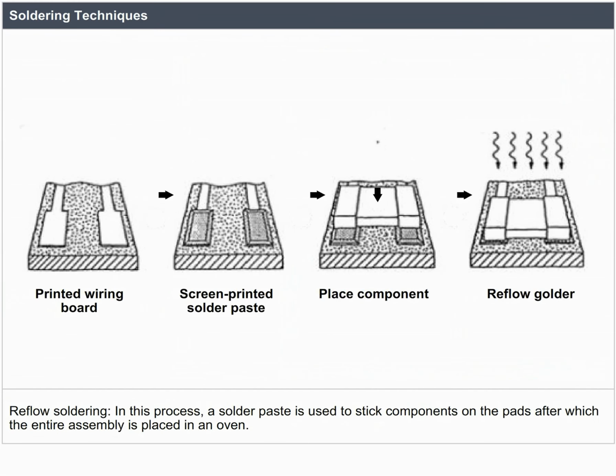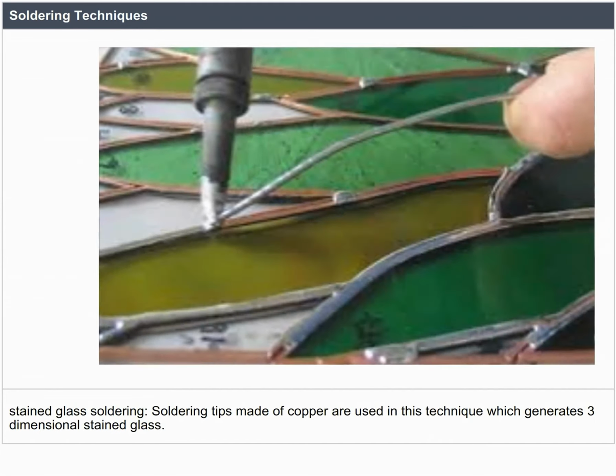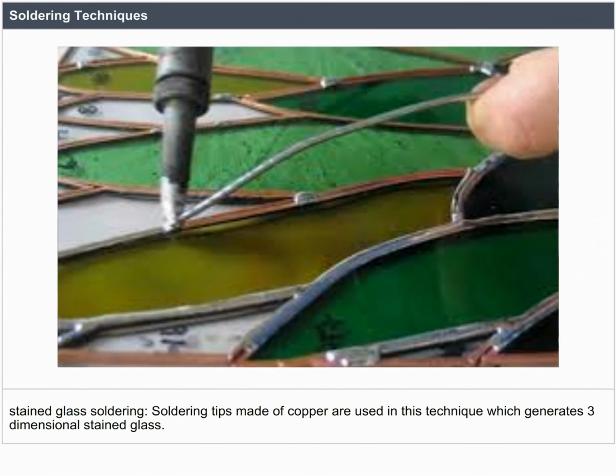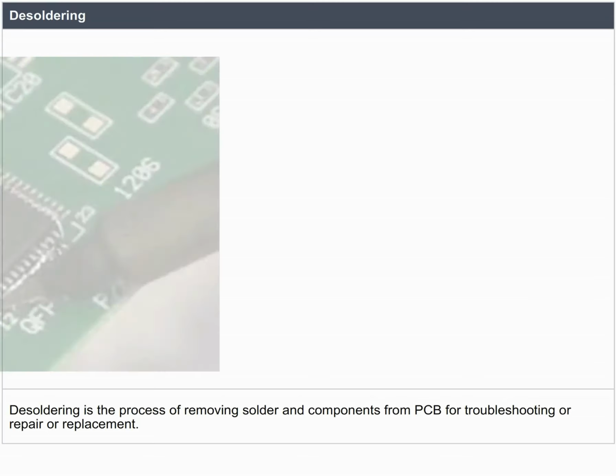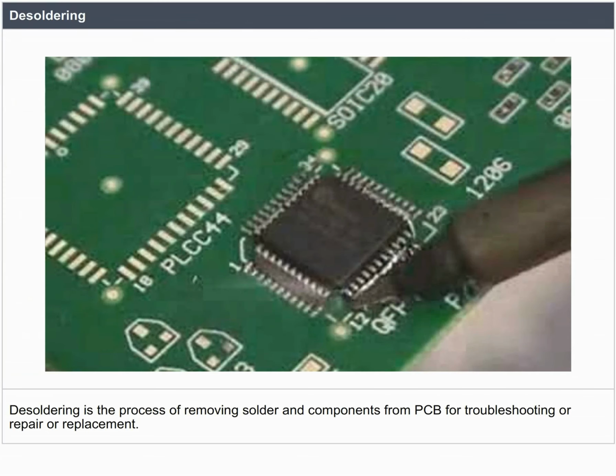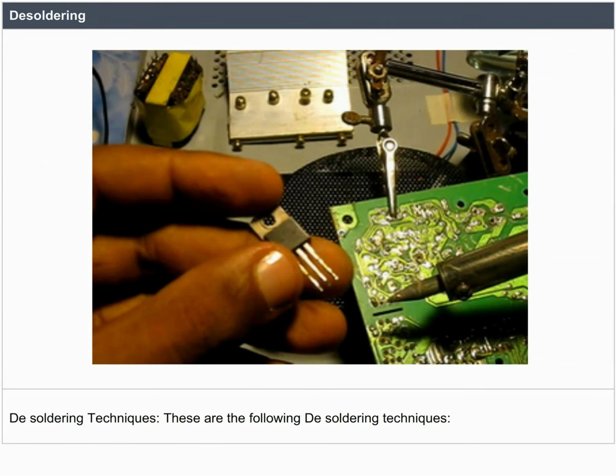Reflow soldering. In this process, a solder paste is used to stick components on the pads, after which the entire assembly is placed in an oven. Stained glass soldering. Soldering tips made of copper are used in this technique, which generates three-dimensional stained glass. Desoldering. Desoldering is a process of removing solder and components from a PCB for troubleshooting, repair, or replacement. Desoldering techniques. These are the following desoldering techniques.